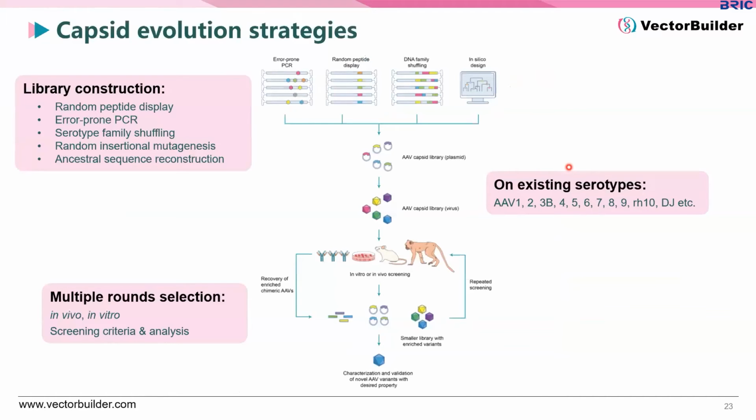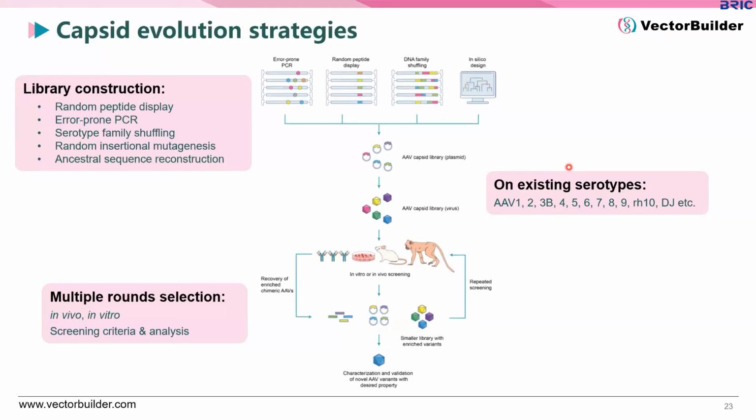Here are some strategies that we can provide to our customers. When we want to engineer the AAV serotype, there are different ways to do it. For example, doing a random peptide display, meaning that we add some random peptide on an existing serotype. One of the hotspots for peptide display is the variable region VR8, which is a popular choice for doing peptide display. Others include error-prone PCR, serotype family shuffling, insertional mutagenesis, and also ancestral sequence reconstruction.